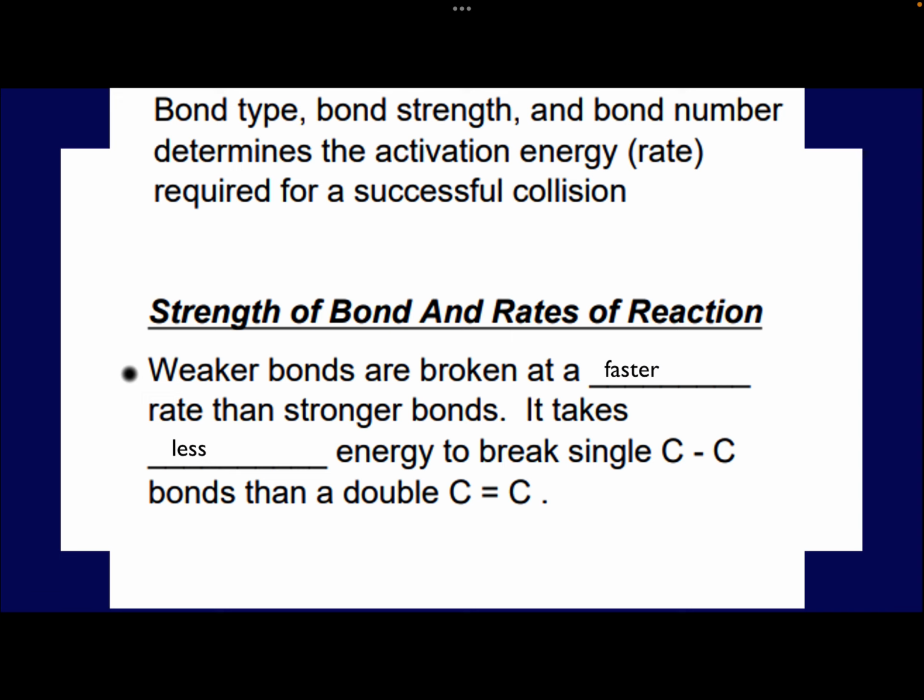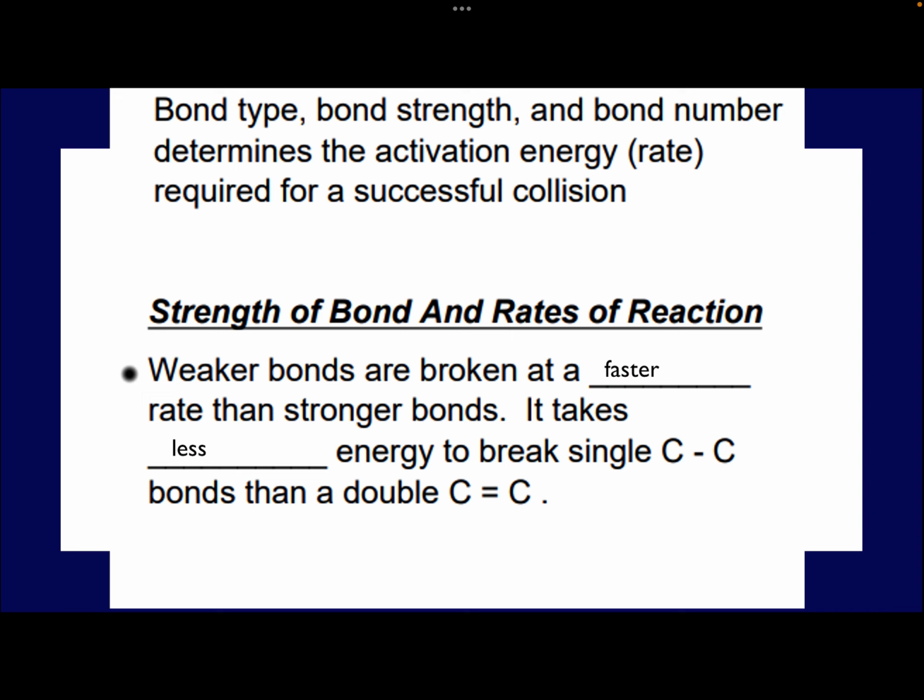We're also going to look at the bond type, the bond strength, and the bond number, and those all determine the activation energy required for a successful collision. So as I mentioned before, when we are creating our products, it is important for the reactants to bond and collide, but we have to make sure that they collide at the right rate, okay? So bond type, bond strength, and bond number are all very important.